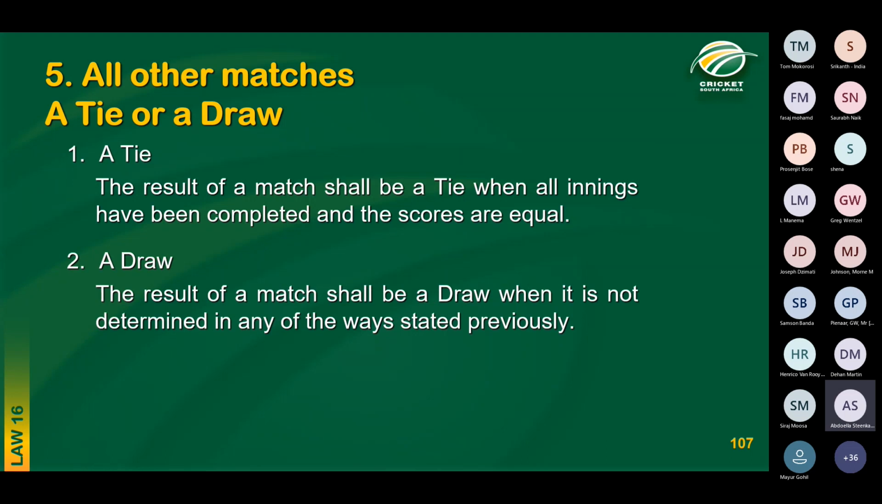We've just spoken about what the results are, how you win in a 2 innings match, how you win in a 1 innings game, how you can award a game. We've just discussed what a tie is. All other results are seen as a draw.